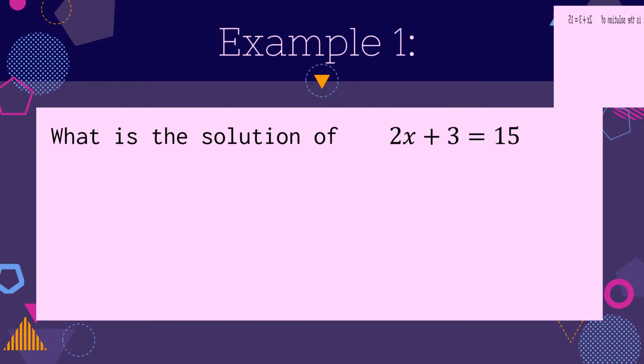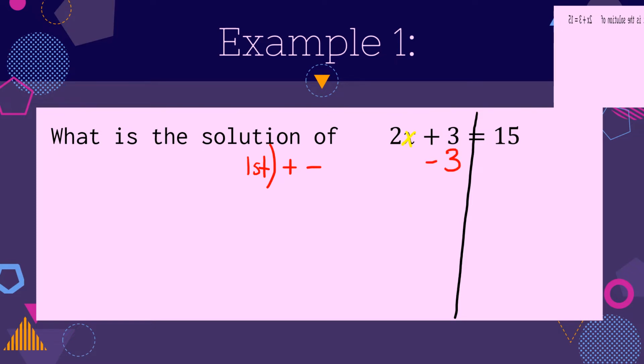Let's start off with example 1. Now, as I always encourage you, please draw a line down the equal sign. So the first step, I need to undo any addition or subtraction. Okay, so let's see. Look at the x. Where is the x located? What am I adding or subtracting to that x? I'm adding a 3, so I'm going to subtract 3.